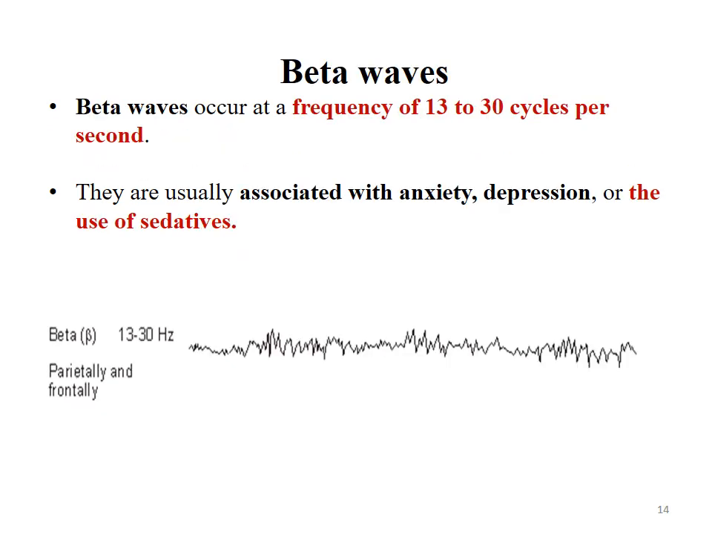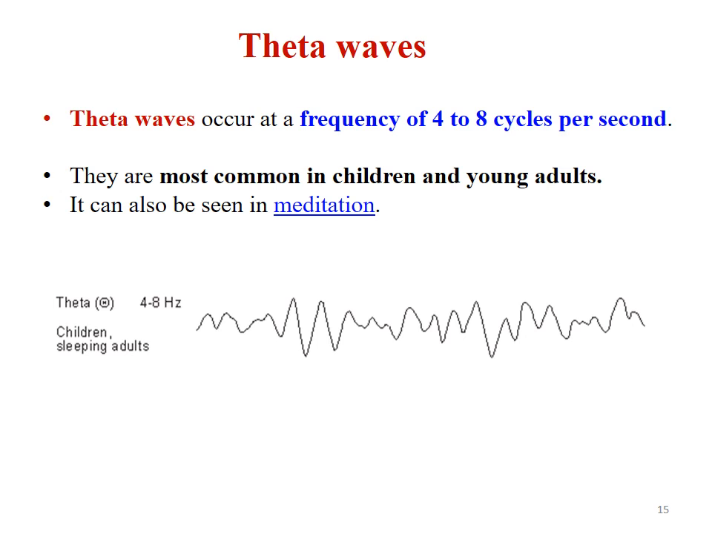Next are beta waves. Beta waves occur at a frequency of 13 to 30 cycles per second. They are usually associated with anxiety, depression or the use of sedatives. Next are theta waves. Theta waves occur at a frequency of 4 to 8 cycles per second. They are most common in children and young adults. They can also be seen in meditation.